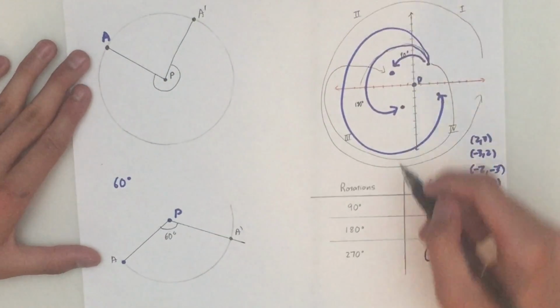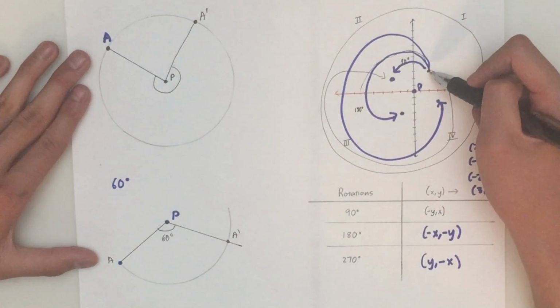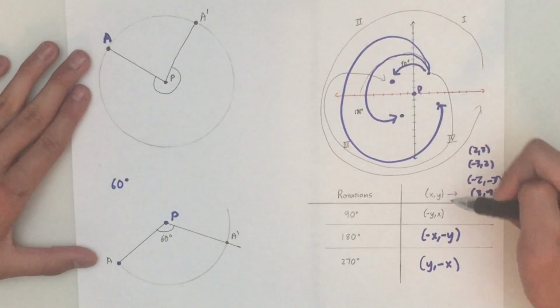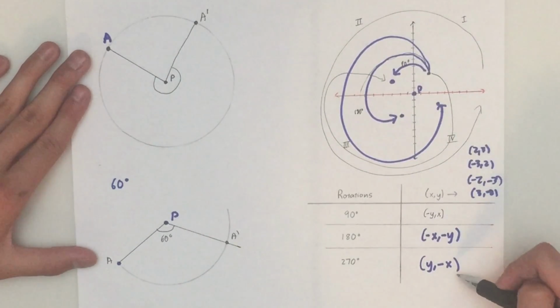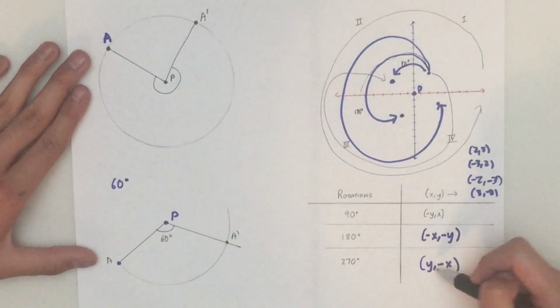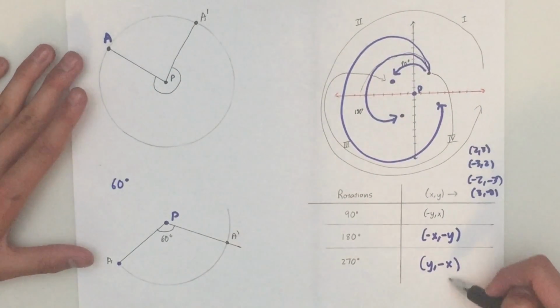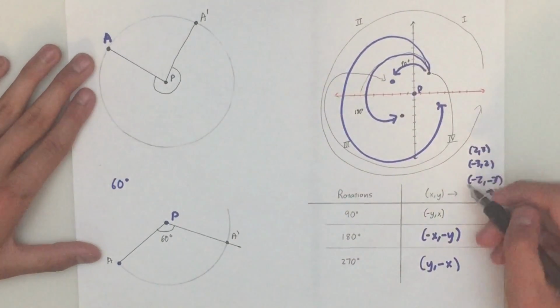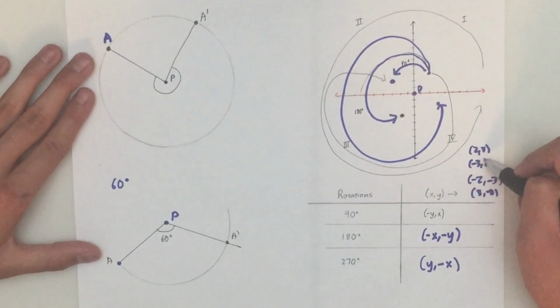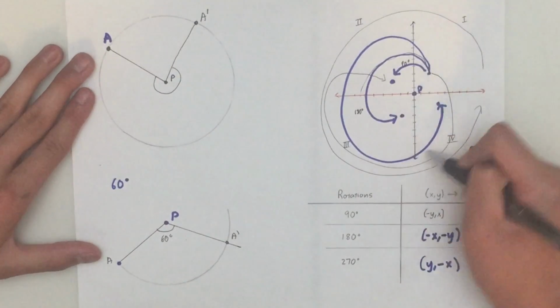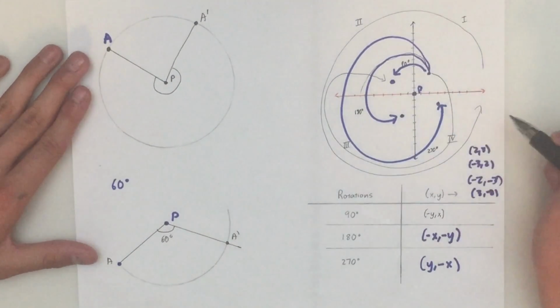Now if we want to do a 270-degree counterclockwise rotation, we're going to change (x, y) to (y, negative x). So the y comes first, and then x is negative, and it becomes the y coordinate. So if we have (2, 3), then it would change into (3, negative 2). And you can see I plotted (3, negative 2) right here. So this would be a 270-degree rotation.